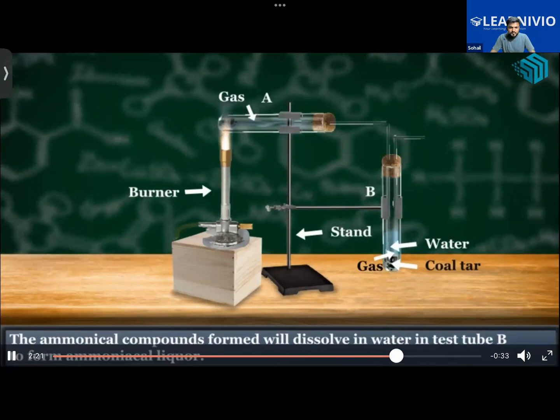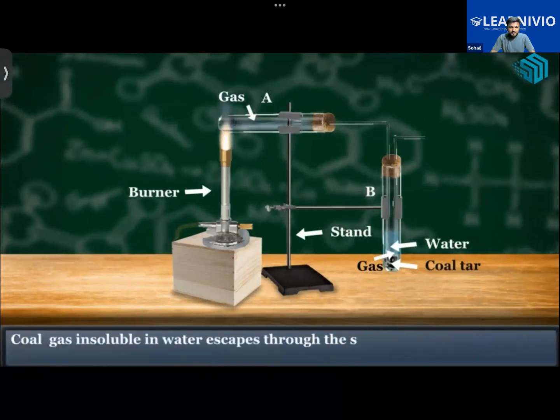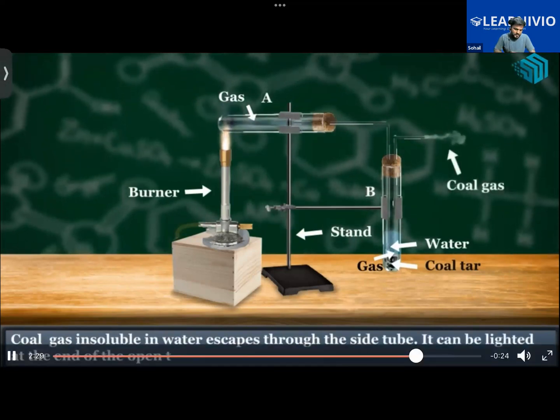Coal gas, insoluble in water, escapes through the side tube. It can be lighted at the end. So guys, tell me, this coal gas is escaping from the other tube. It comes out via the other tube, so must it be soluble or not soluble in water? It's not soluble. That is the reason why it came out.